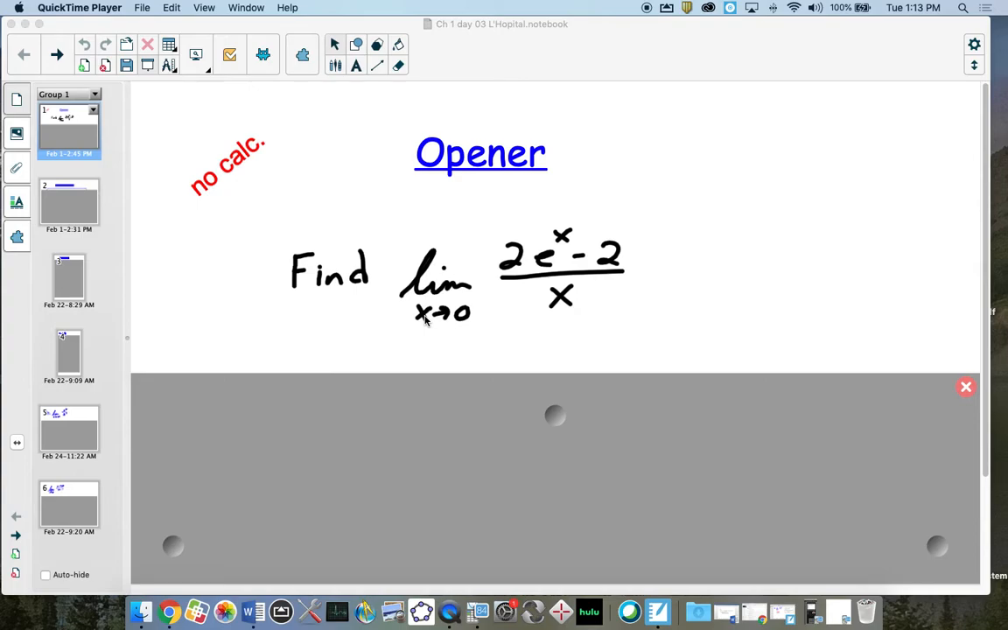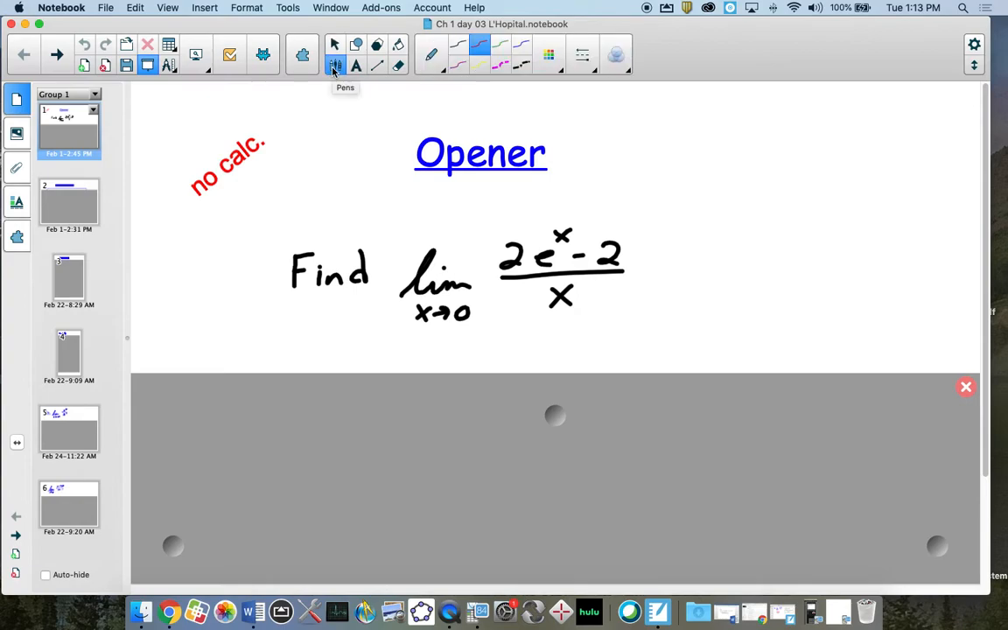Alright, so how do we do this? Well, when we do limits, the first thing you need to do is try and plug in the value. But when we plug in the value, we get 2e to the 0. e to the 0 is 1, so we get 2 minus 2 over 0, which is 0 over 0, and that's no good.